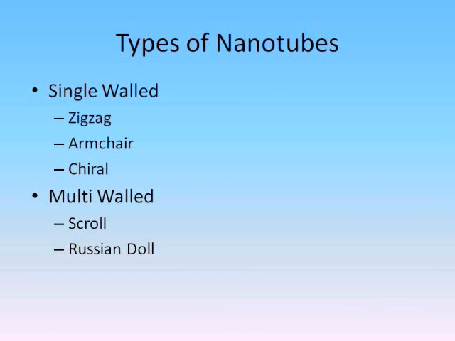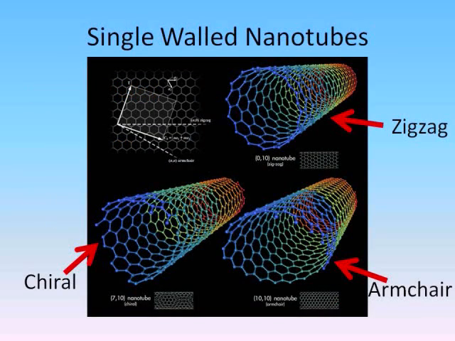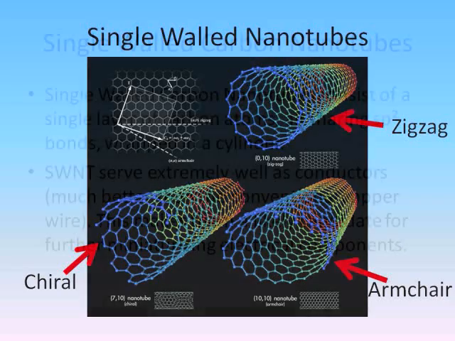There is a multitude of variety of nanotubes. There are single-walled nanotubes, the zigzag, the armchair, and the chiral, and there are the multi-walled nanotubes, the scroll and the Russian doll. In this slide, we can see the different types of single-walled nanotubes. We have zigzag, armchair, and chiral. In the top left-hand picture, we can see from the network of covalently bonded carbon atoms the different angles at which each of these types of nanotubes is wrapped.